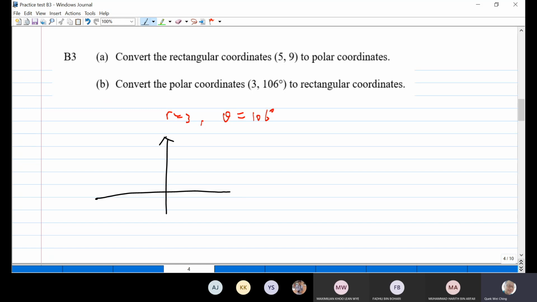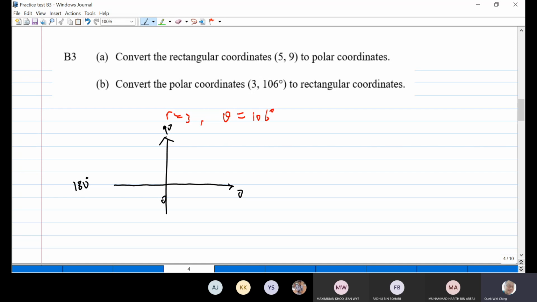So R from origin is 3. Distance is 3. Theta is 106. So this is 0 here, this is 90. The one is 0. So just want to get a straight line. Okay, so 0 here, this one is 0 now. So it tells you that the distance from origin is 3.